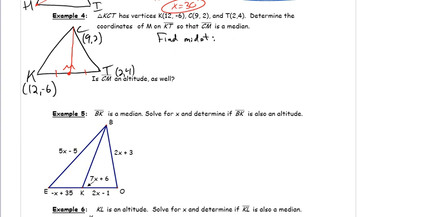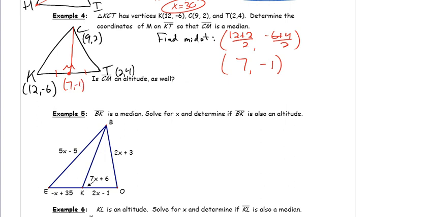The way we do that is take the average of our two x's and average of our two y's. We've done this a bunch. So 12 plus 2 divided by 2, negative 6 plus 4 divided by 2, and simplify. So we have 12 plus 2 is 14, divided by 2 is 7. Negative 6 plus 4 is negative 2, divided by 2 is negative 1. Okay, so that makes this 7, negative 1, which would be right in the middle of K and T.